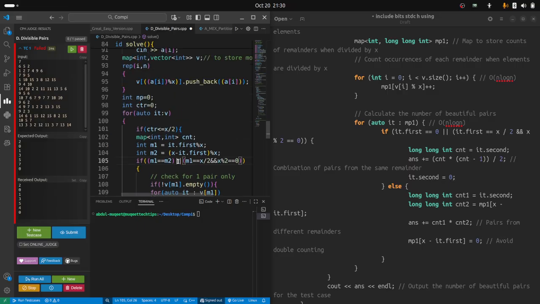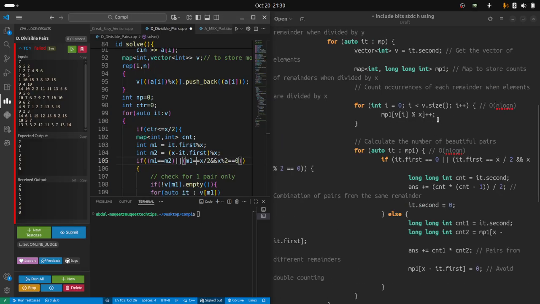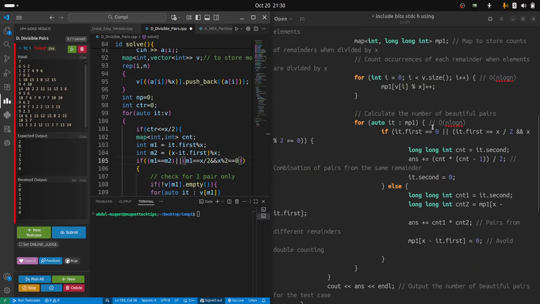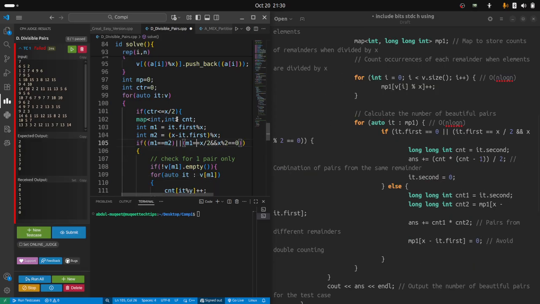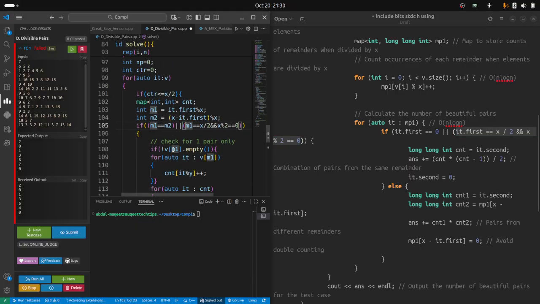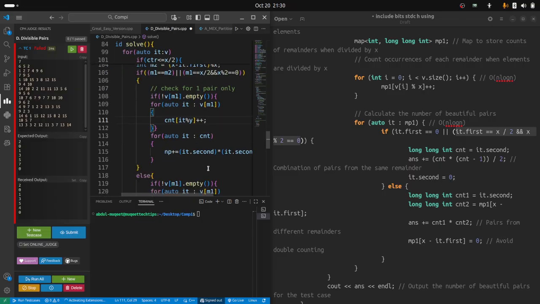What is actually IT dot second? It's a vector. IT in vector, IT dot second is a vector actually. Oh, beautiful pair. If it's an even number of pairs at that time, both are equal. Or else, if it's a zero pair, my condition is just fine. Now check for one pair only.